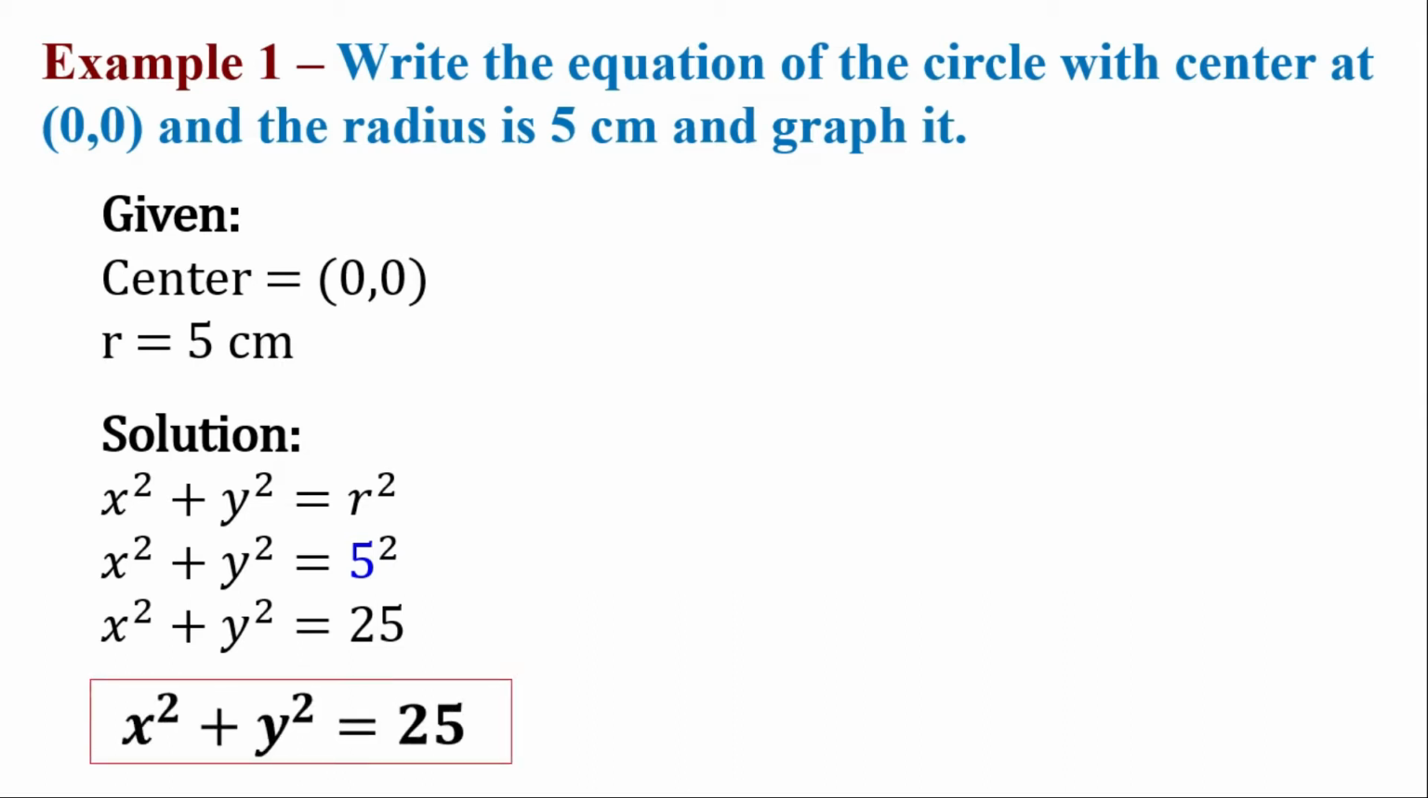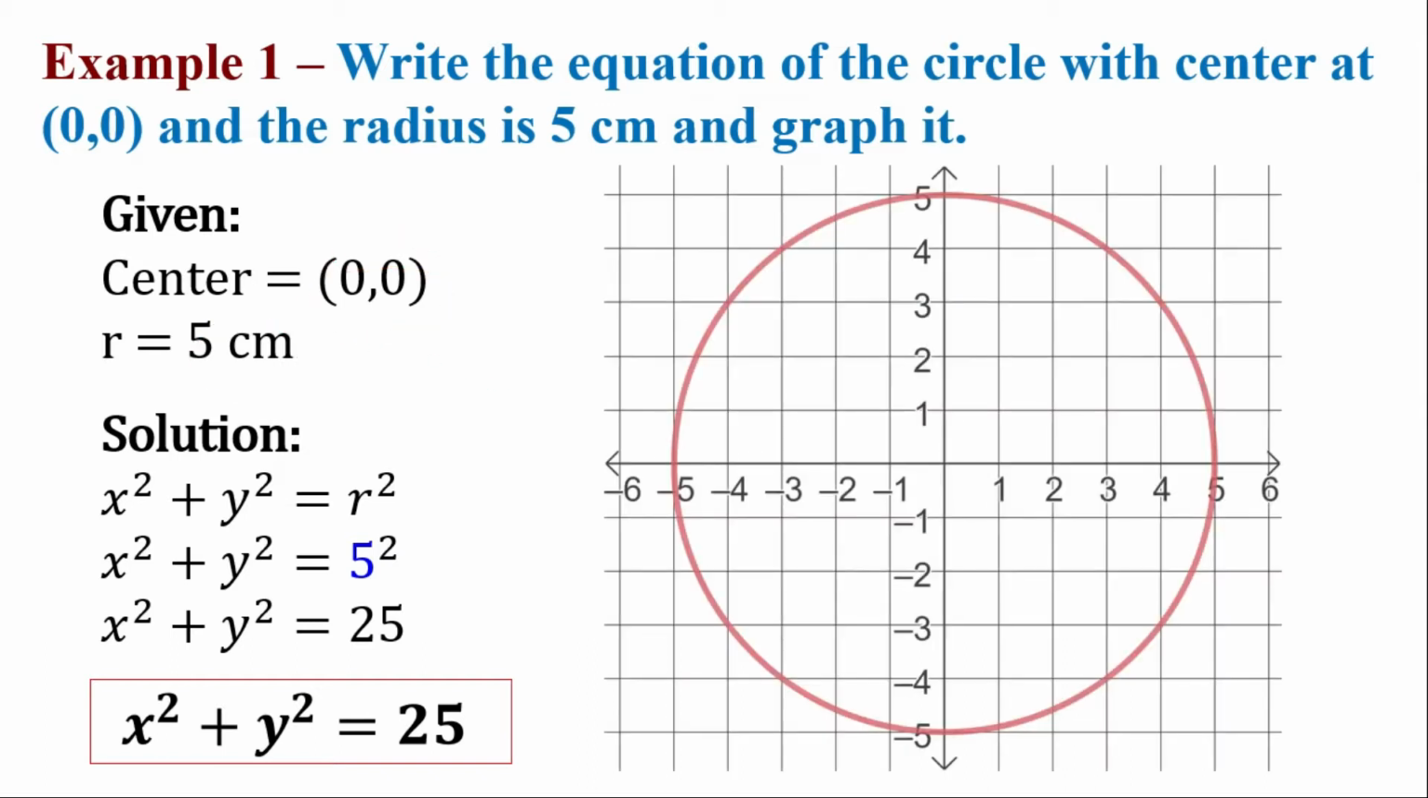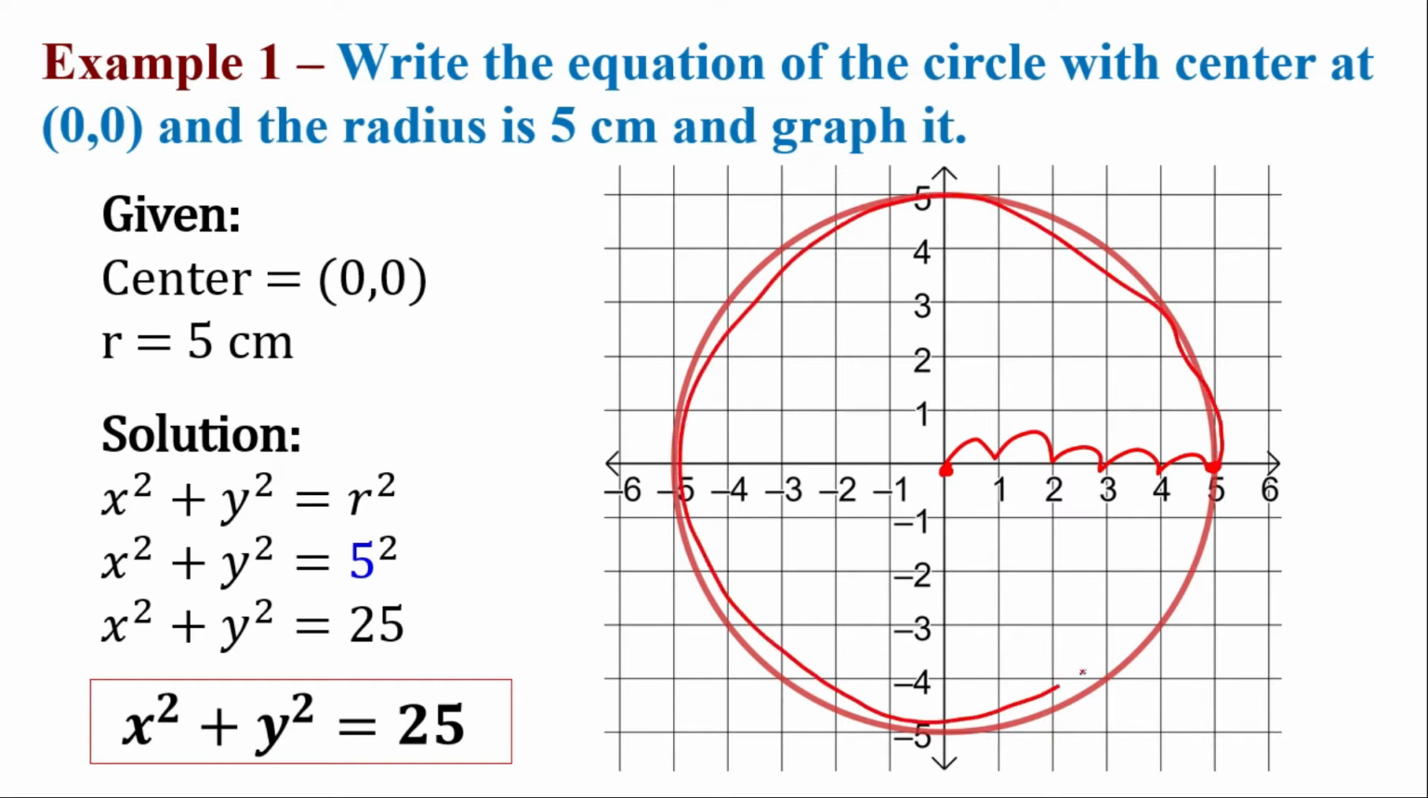Now to graph it, all you need to remember is the center and the radius. So in a Cartesian plane, mark the center, which is the origin. And from the origin, count 5 units away from it. So 1, 2, 3, 4, 5. Mark that and use your compass to create a circle. Be sure that the points on each cardinal direction of the center are 5 units away. It is wise to mark all these 4 points first before drawing your circle.